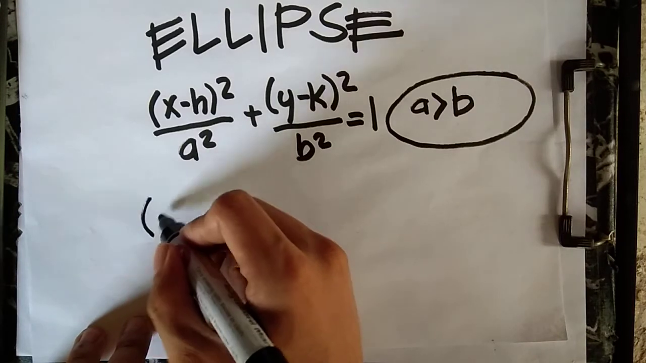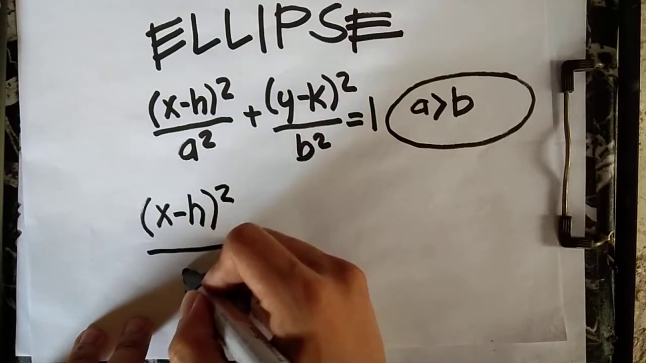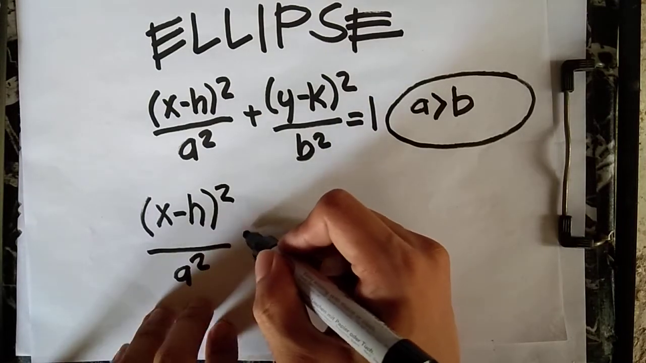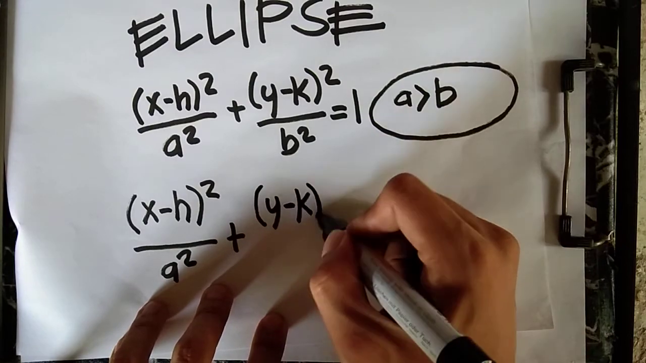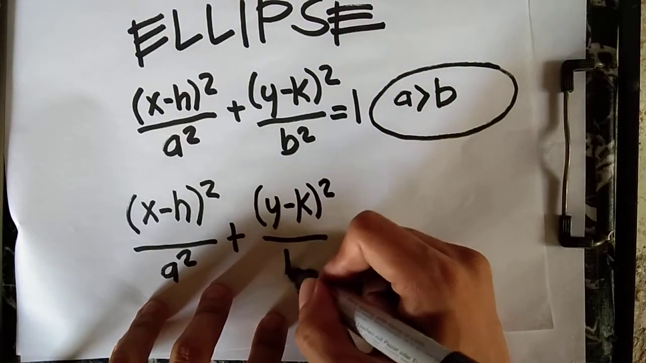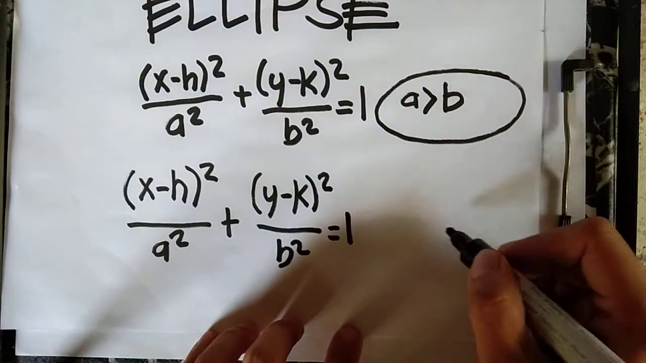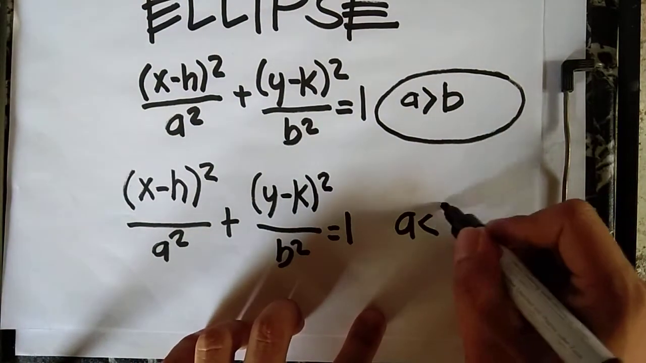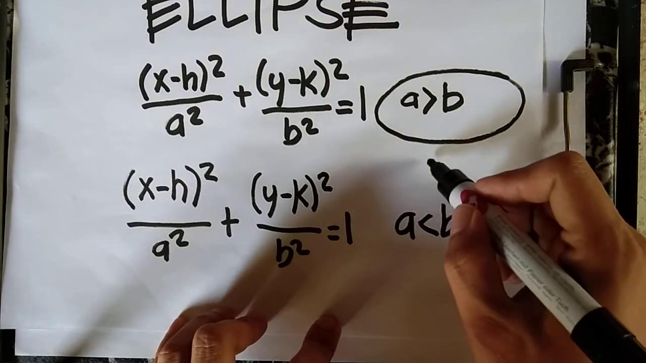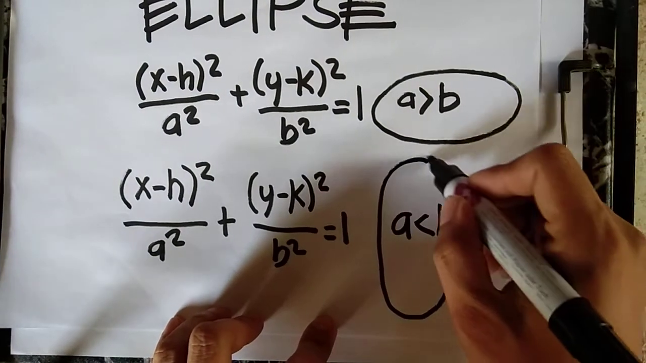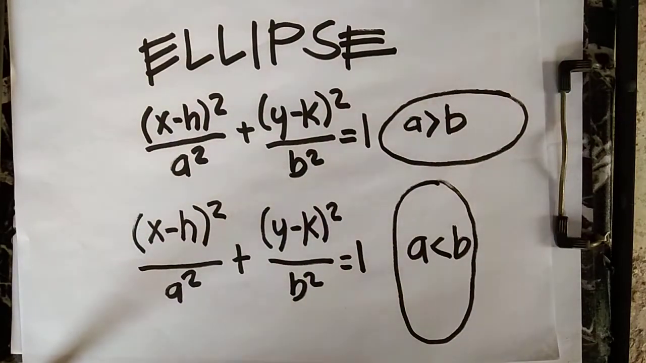Kapag naman nagkaroon tayo ng x minus h squared all over a squared plus y minus k squared all over b squared is equal to 1, at kapag mas malaki naman yung ating b, ibig sabihin yung ating ellipse ay pa-vertical. So yan yung magiging forms niya.